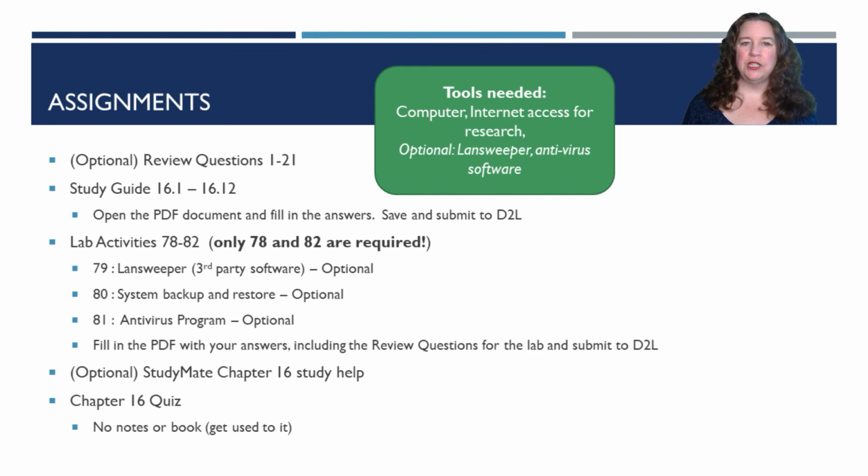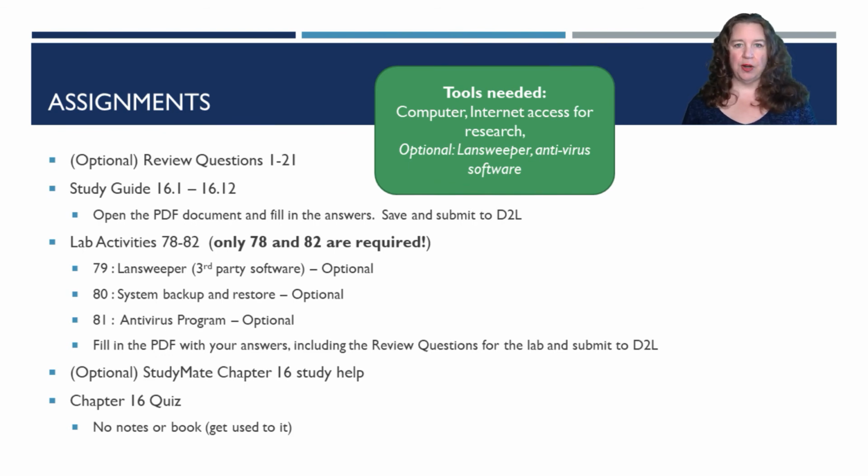There's a couple of review questions, a couple of study guide questions. For the lab activities, I'm only going to require 78 and 82, because 79 uses third-party software called Lansweeper. You're welcome to research it, look it up, find out what Lansweeper is about. If you want to install it, feel free. 80 is actually having you do a backup and a restore. I'm not going to ask you to back up and restore your own network. You can choose to, and I think it's a really important thing to understand how backups and restores work. Obviously, I think it's great to have a backup, but I'm not going to require that as part of this course.